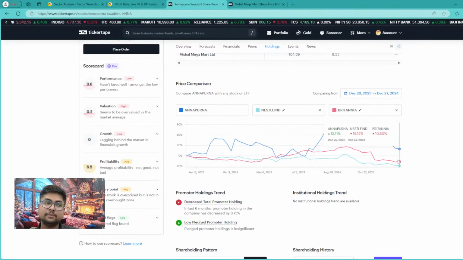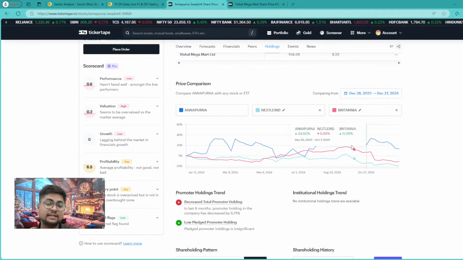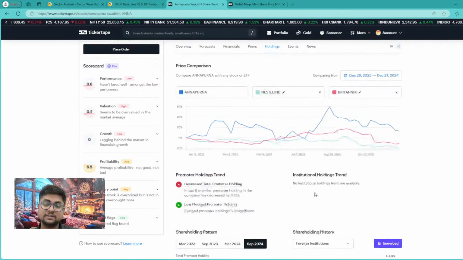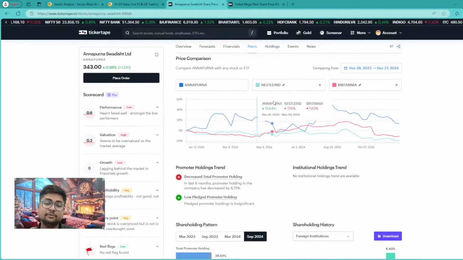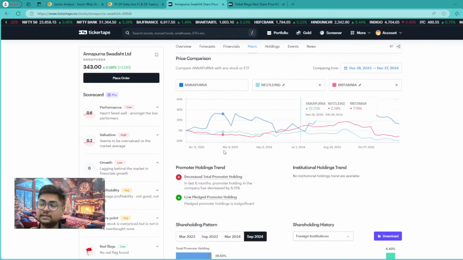Annapurna is having a 13.11% fall in its price. Nestle India is having a price decline of 19.12%, and Britannia is having a 10.80% fall in the price. So Britannia is having a 10.80% fall, Nestle a fall of 19.12%, and Annapurna has taken a fall of 13.11%. So these are the falls which we are seeing as of now. Still, Annapurna was able to provide you with returns.